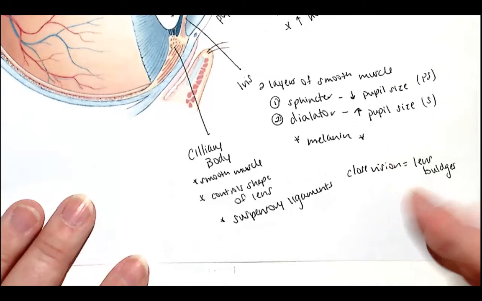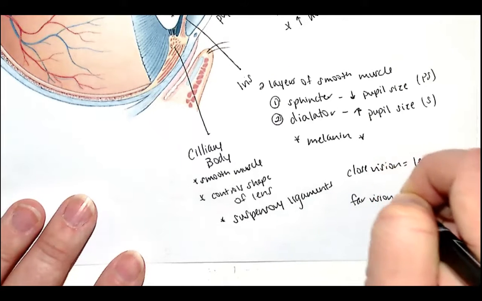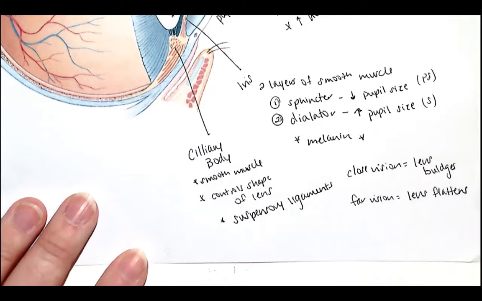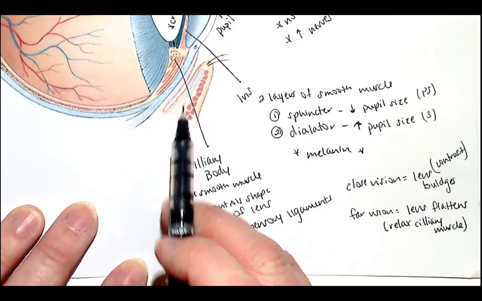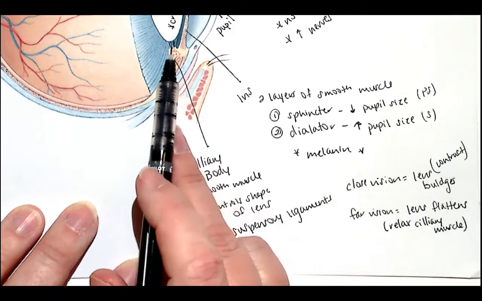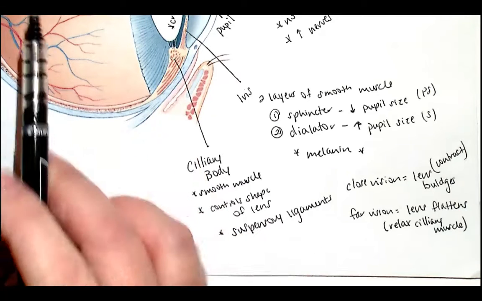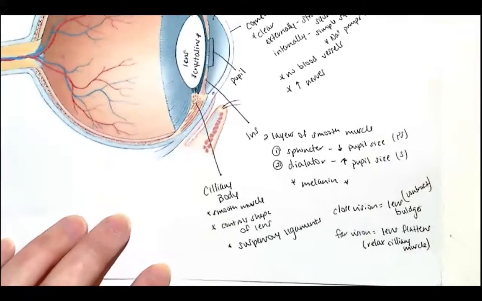For far vision, I'm sorry, you can't see that word. Far vision, lens flattens. We relax the ciliary muscle, and the lens flattens. So all day, every day, the ciliary body is contracting. Those suspensory ligaments are putting tension on the lens and changing its shape so that we can focus light on the perfect back corner of the eye, the area of sharpest vision.